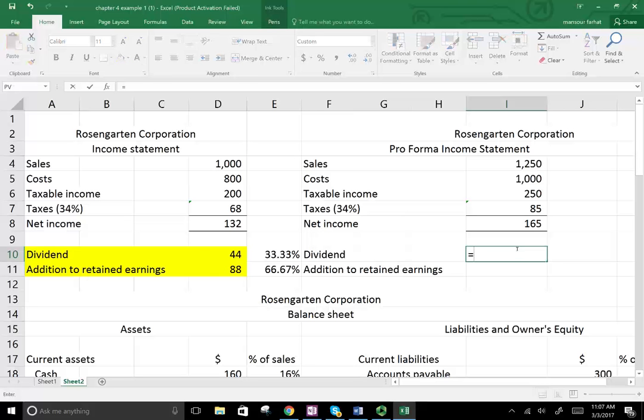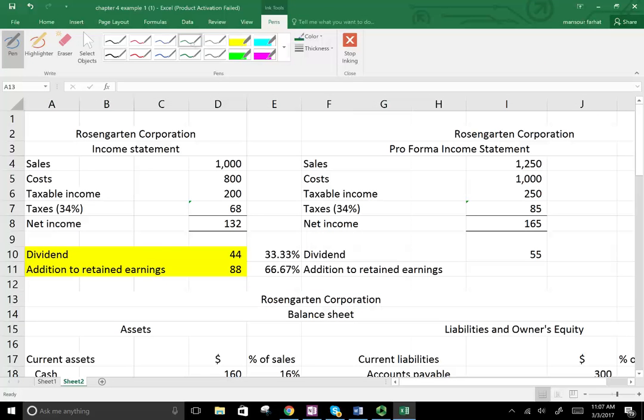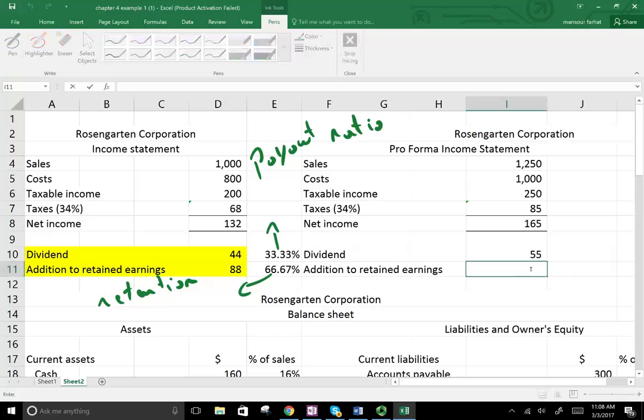Now what we could say, we're going to take 165 multiplied by the payout ratio. The 33.33 is called our payout ratio. Let me just write it down because we need to know this term. This is the payout ratio, and this is important. It means how much we pay out of dividend. We pay out 33%. Now, if this is the payout, this is called the retention ratio. Retention means it's what's going to be left and added to our retained earnings.